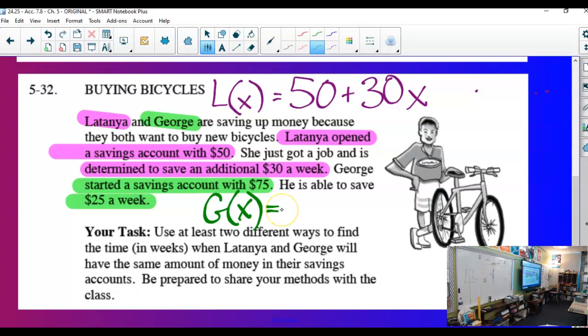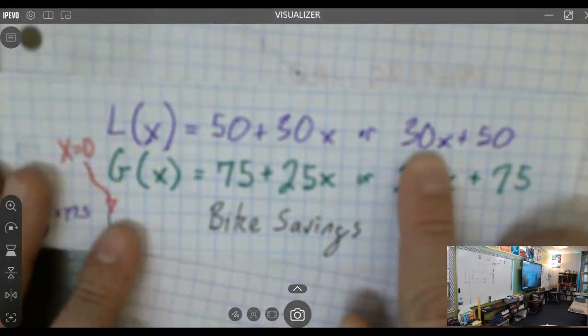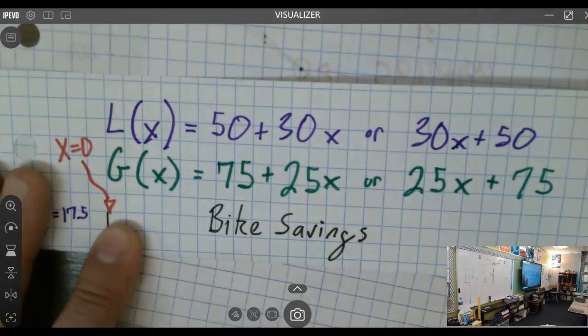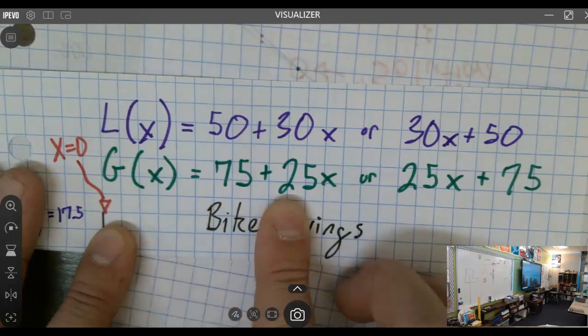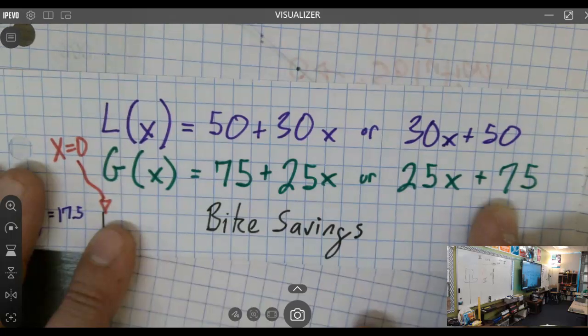So, if you have made your paper messy, you might want to get a second piece of paper for drawing your graph. But what you should at least have on your paper right now is, for Latanya, 50 plus 30x, or 30x plus 50. Sorry, I'm trying to wait and see if my Zoom will come back. Then 75 plus 25x for George, or 25x plus 75.